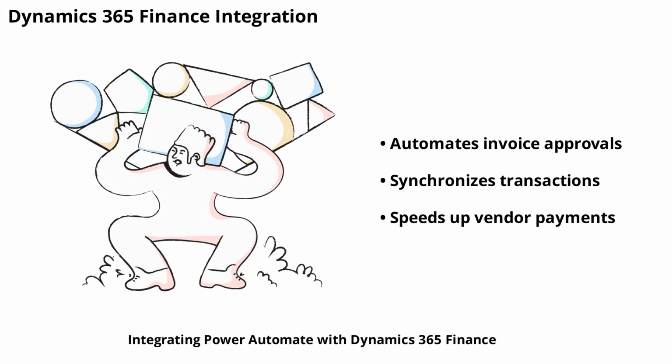Integrating Power Automate with Dynamics 365 Finance is a powerful way to streamline financial operations. This connection allows you to automate invoice approvals, synchronize transactions, and manage vendor payments. For instance, when an invoice is submitted in Dynamics 365, Power Automate can route it for approval, update payment status, and notify the finance team. This reduces bottlenecks and ensures timely processing, which is crucial for maintaining healthy cash flow.